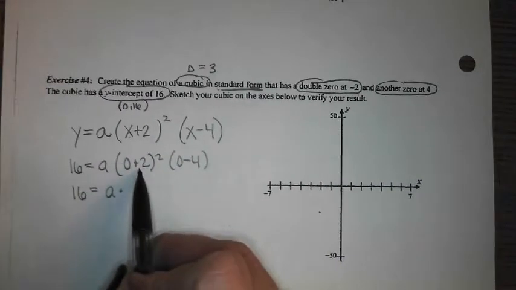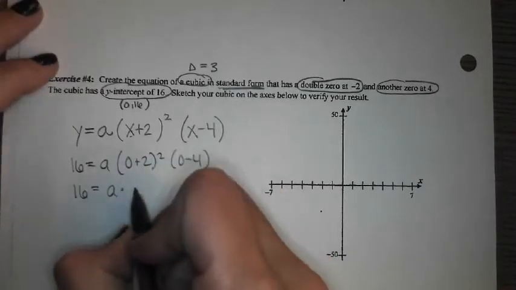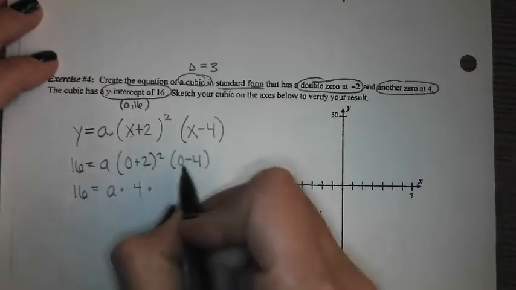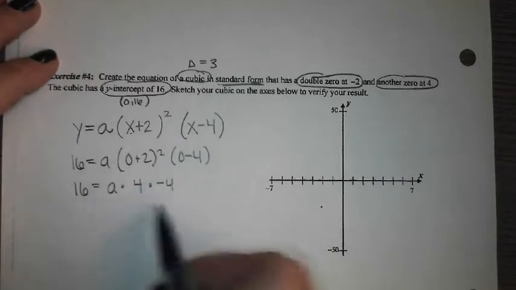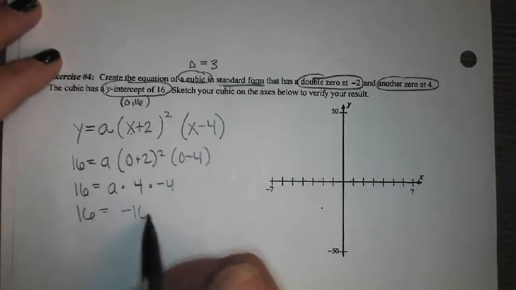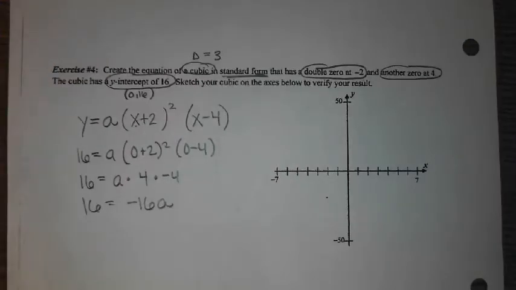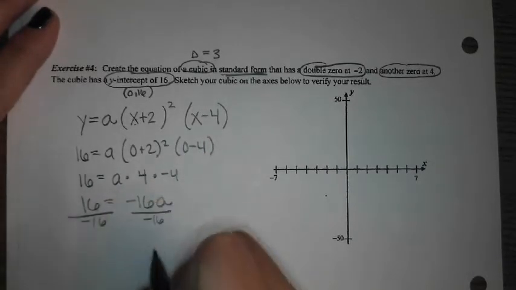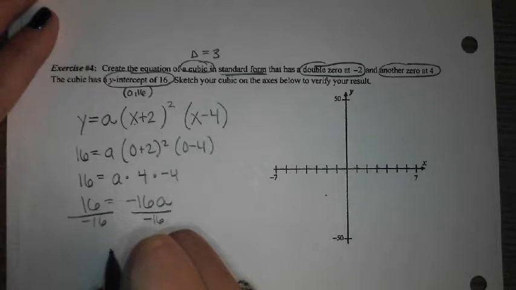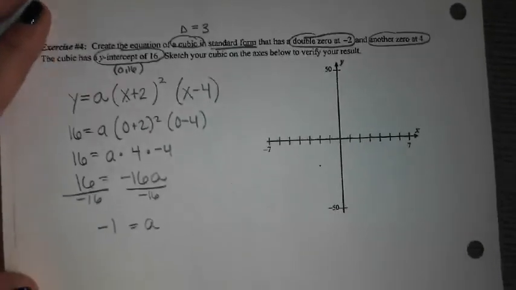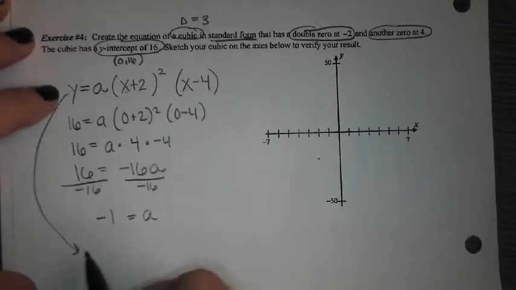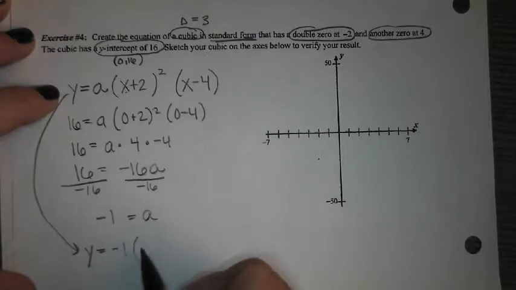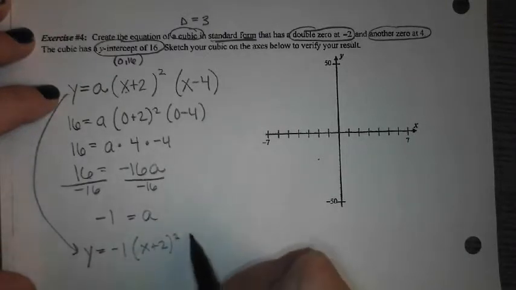0 plus 2 is 2. 2 squared is 4. 0 minus 4 is negative 4. So altogether on the right, that's negative 16a. You on board with that? Divide both sides by negative 16, and our a value is negative 1. So we just plug that in. Negative 1, x plus 2 squared, x minus 4.